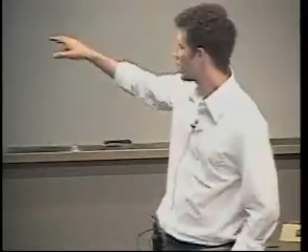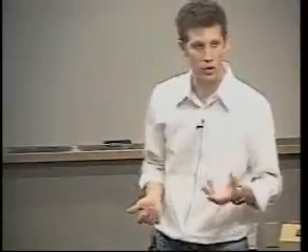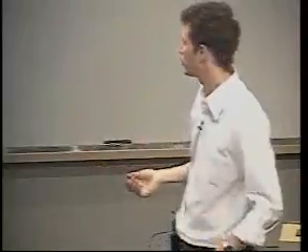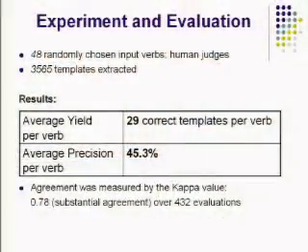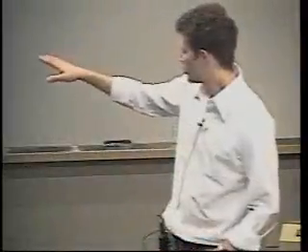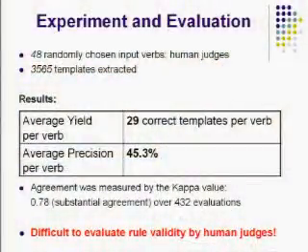We ran the TEASE algorithm for 48 different verbs. And what we got is a yield of about 29 correct templates per verb. There's no recall measured here because we don't know how many templates are entailed from the input ones. We just count how many correct ones we can see on average. And we got 45% precision on average for a verb. The agreement between the annotators is about 0.78, which is substantial agreement in the kappa value.